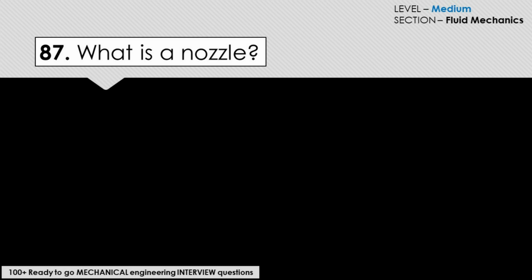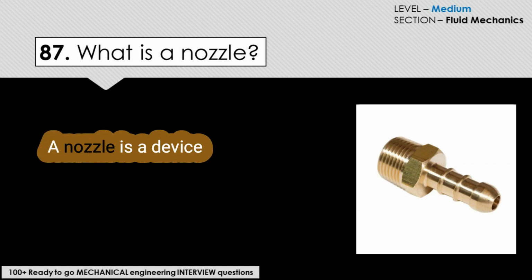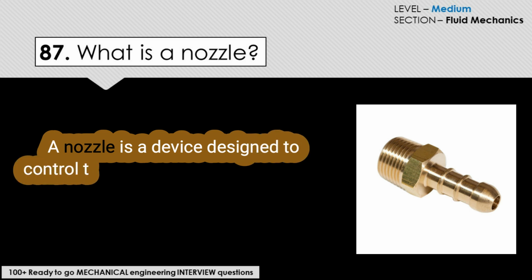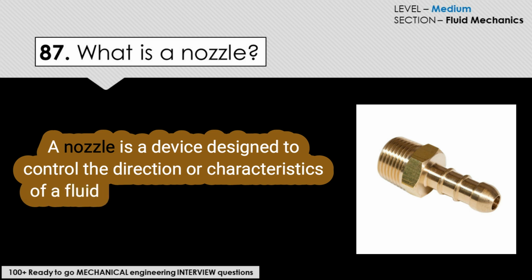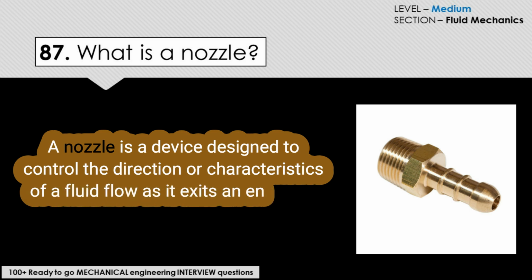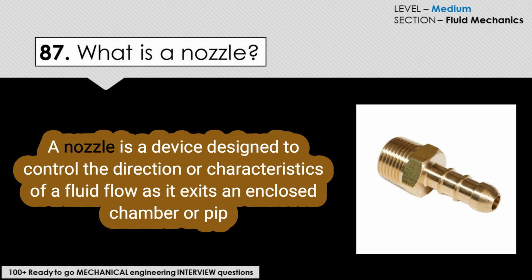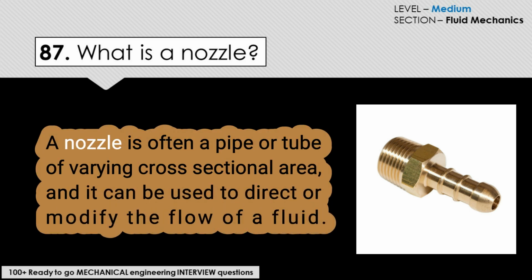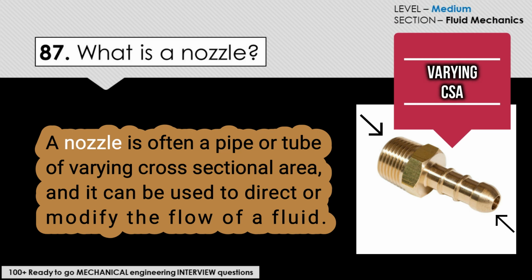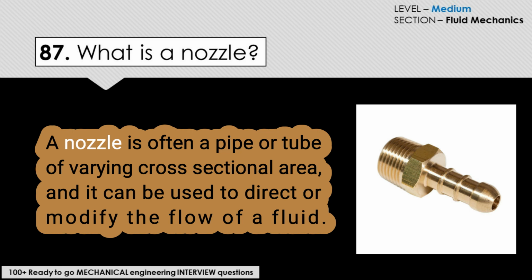What is a nozzle? A nozzle is a device designed to control the direction or characteristics of a fluid flow, as it exits an enclosed chamber or pipe. A nozzle is often a pipe or tube of varying cross-sectional area, and it can be used to direct or modify the flow of a fluid.